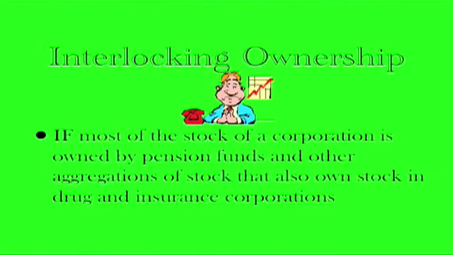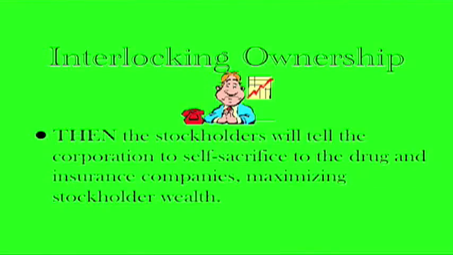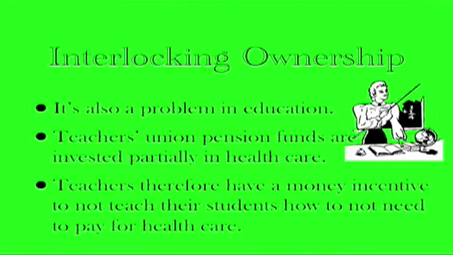If most of the stock of a corporation is owned by pension funds and other aggregations of stock that also own stock in drug and insurance corporations, then the stockholders will tell the corporation to self-sacrifice to the drug and insurance companies so as to maximize the total stockholder wealth. It's also a problem in education. Teachers' union pension funds are invested partially in healthcare. Teachers, therefore, have a money incentive to not teach their children how to not need to pay for healthcare.